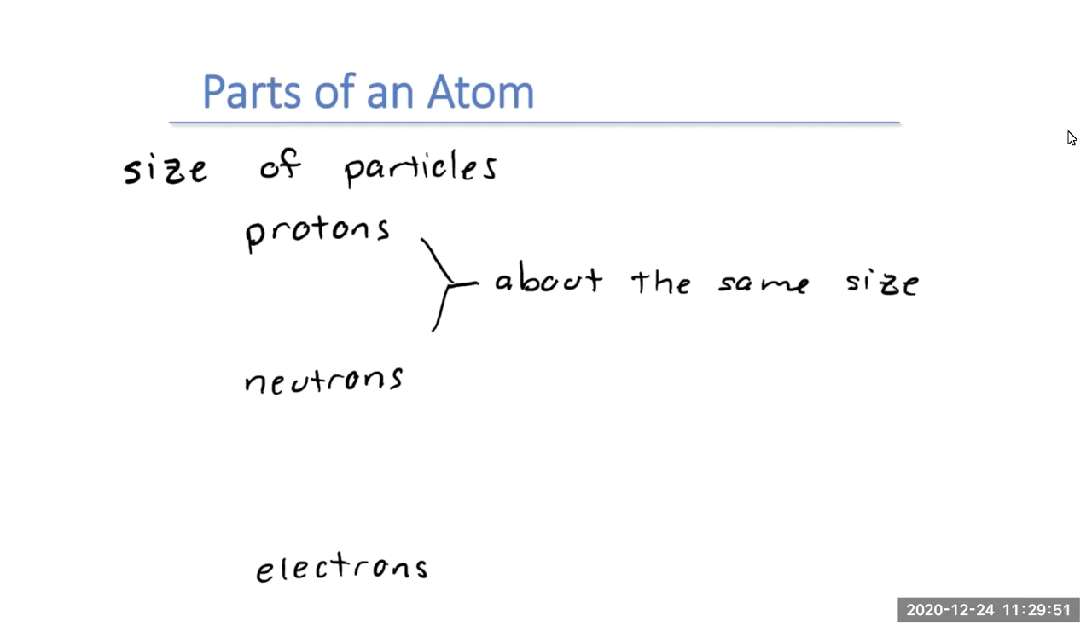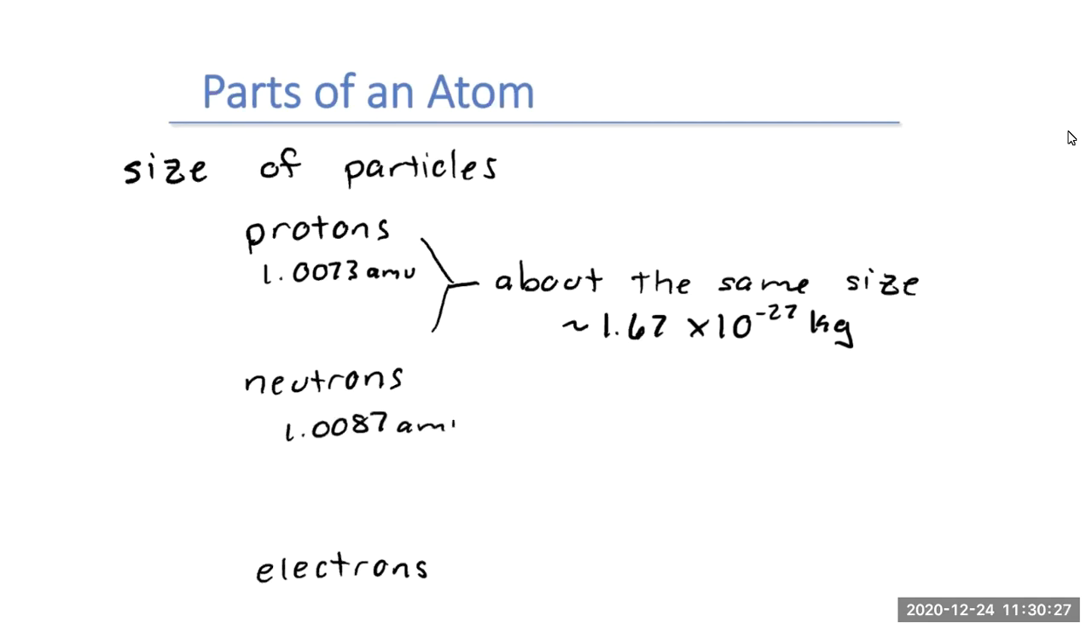We can talk about their masses in kilograms. They're both about 1.67 times 10 to the negative 27th kilograms, or protons are roughly 1.0073 AMUs, and neutrons are roughly 1.0087 AMUs. So you can see they weigh about the same as each other.